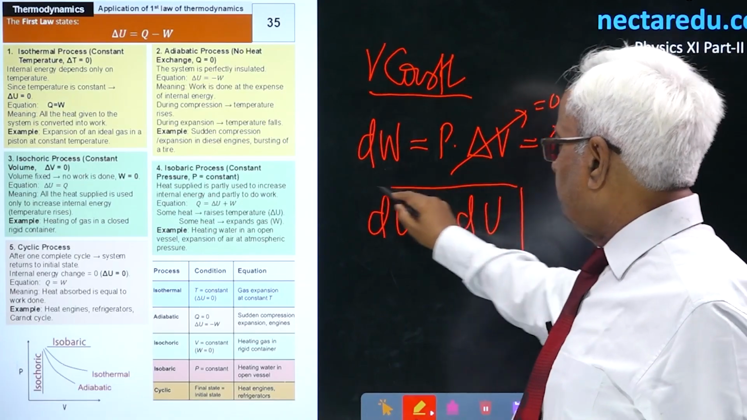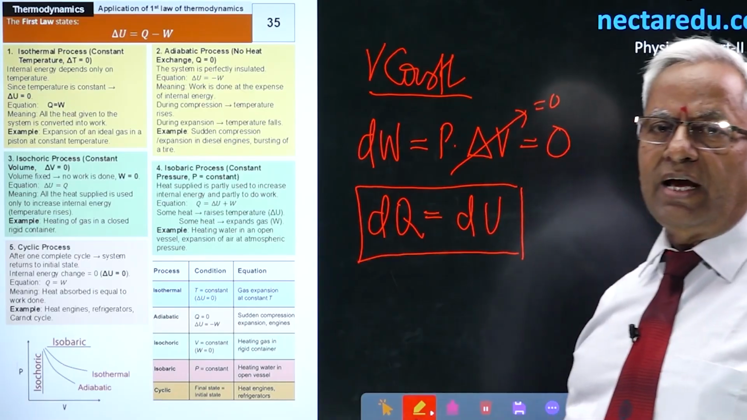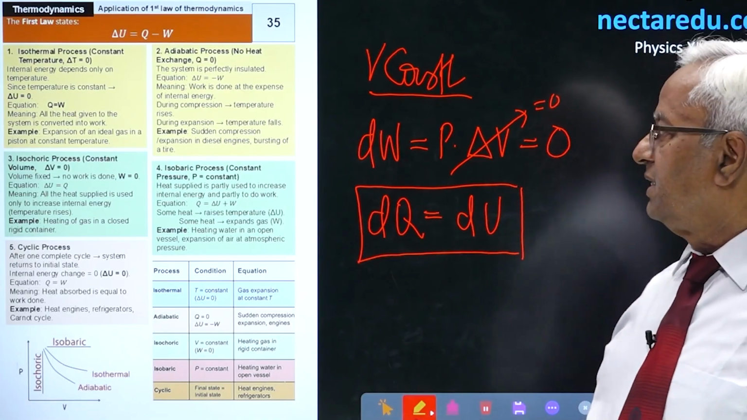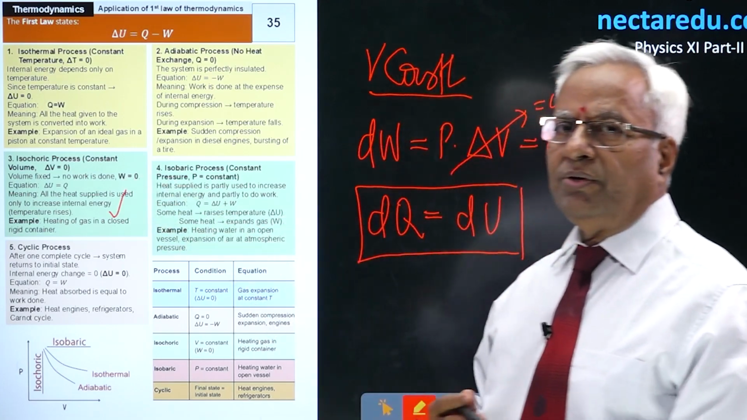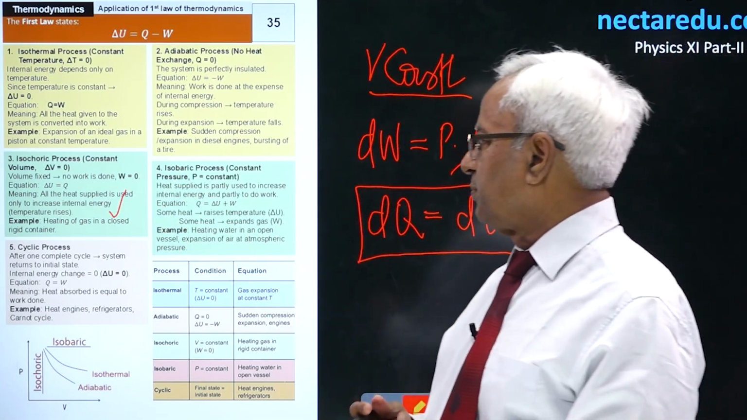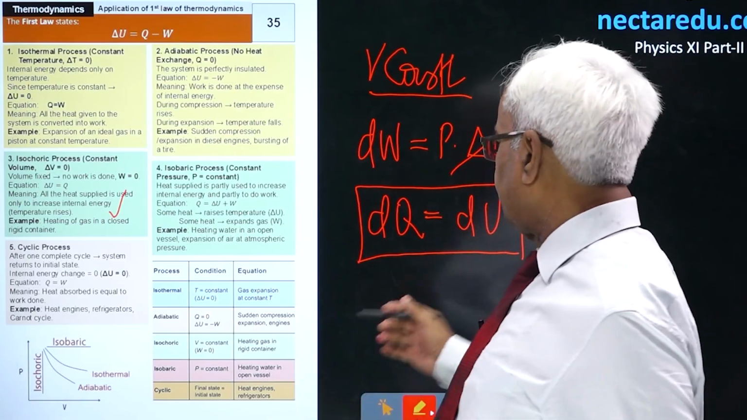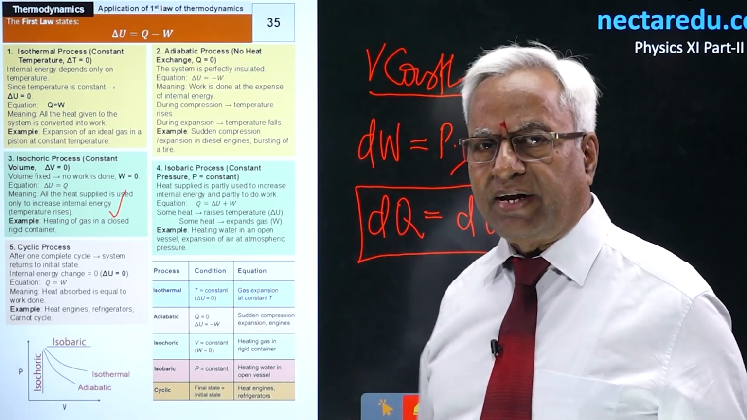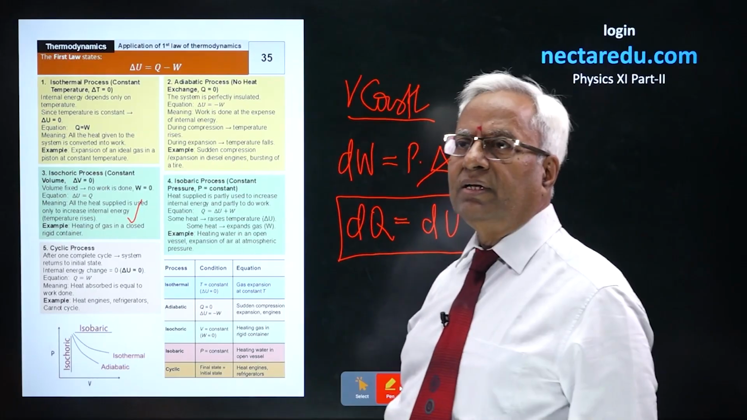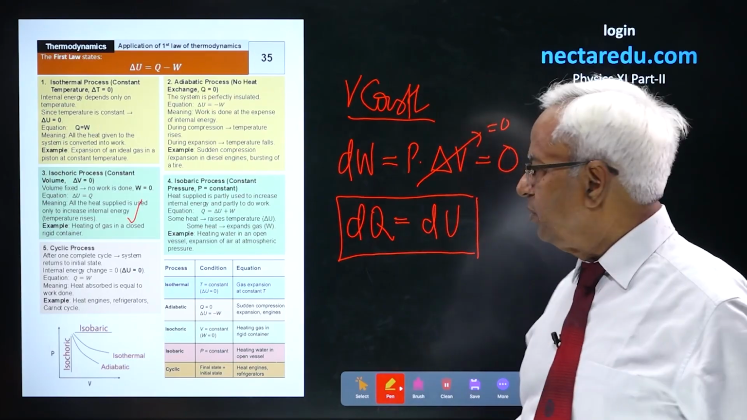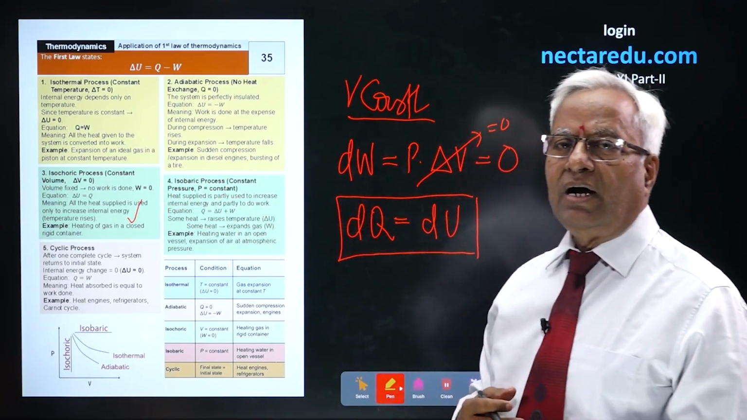You could say in brief that whatever amount of heat is transferred is utilized in changing the internal energy. That's the isochoric process. You see, when we heat a gas in a closed rigid container in which expansion cannot take place, rigid simply means that expansion is not possible, that means there would be no change in volume. In that case, this is going to be an isochoric process.